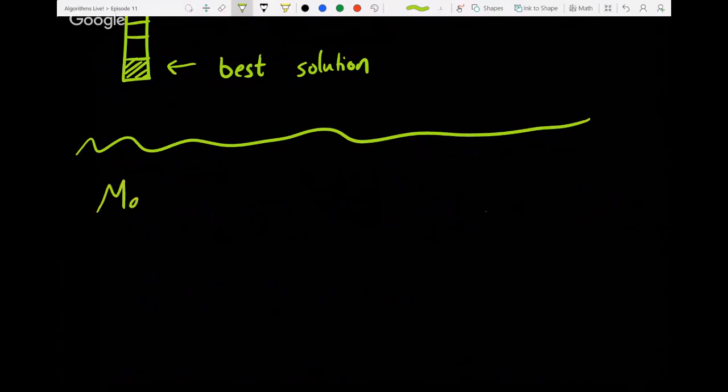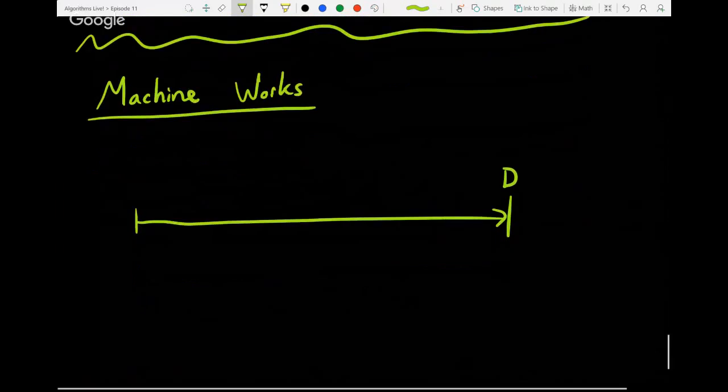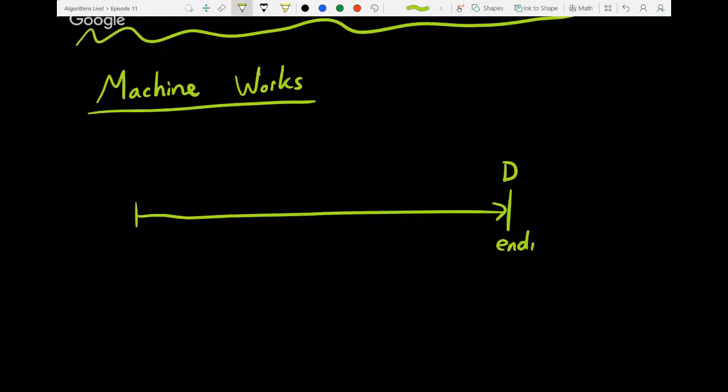So let's talk about machine works. And so this is from ICPC World Finals in 2011. And so there's this problem called machine works. And the way this works is you have some days, so time is passing, and then you have some ending day that's given to you, D. So this is the ending day. And what you'd like to do is you'd like to potentially buy machines. So here's a machine M1, or machine M2, or machine M3.